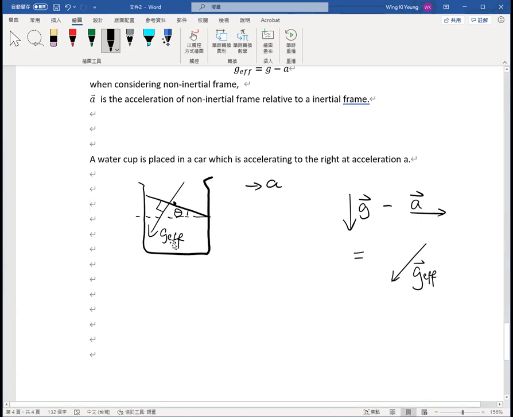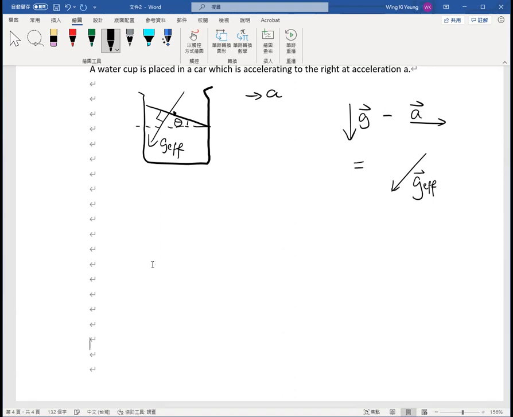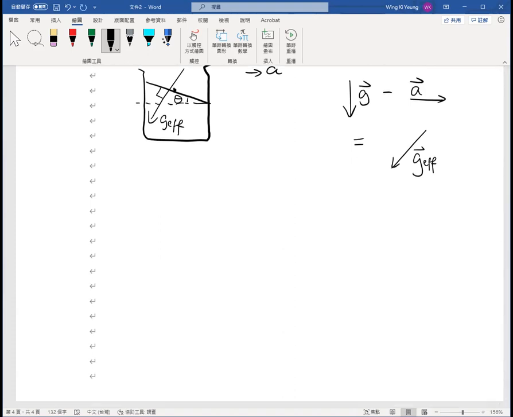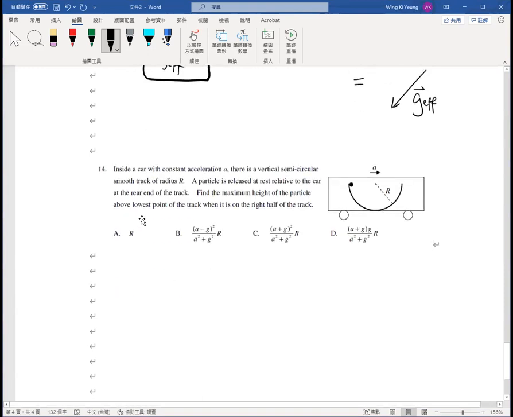It seems that you can simplify the case a bit. So maybe let me also give you another question using this trick, and then you can solve it a bit more easily, though it takes a lot of time to solve otherwise. So this one: the car with constant acceleration has a vertical semicircular smooth track, and the particle is at rest relative to the car. Find the maximum height of the particle above the lowest point.